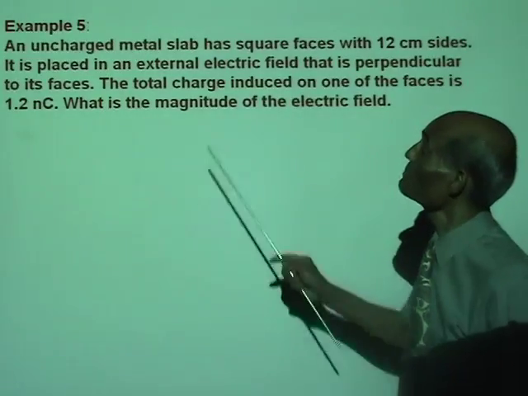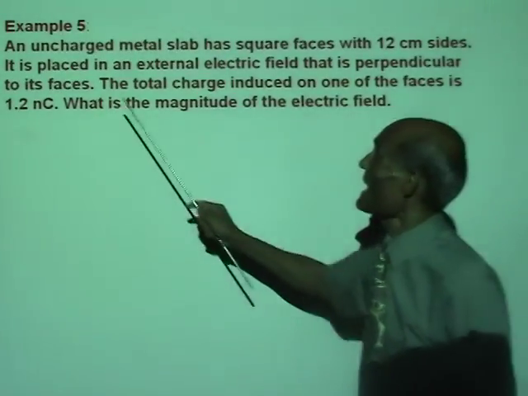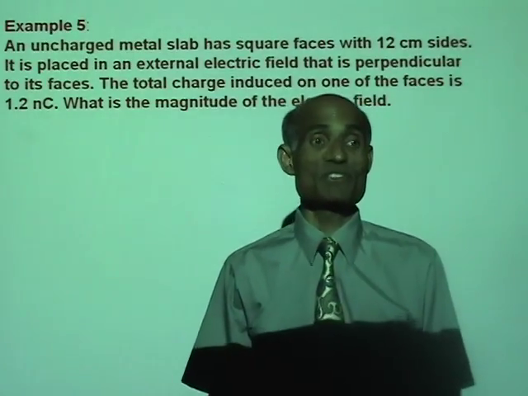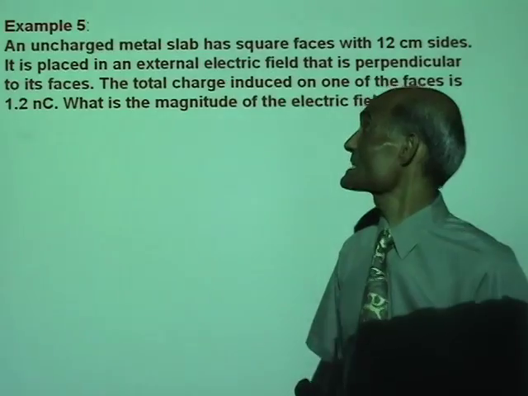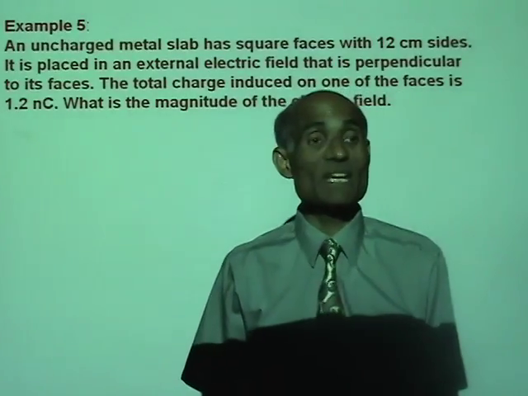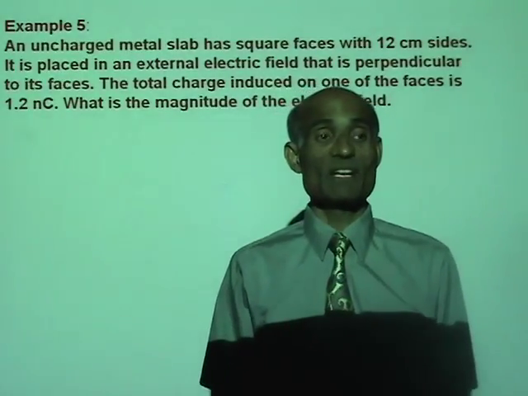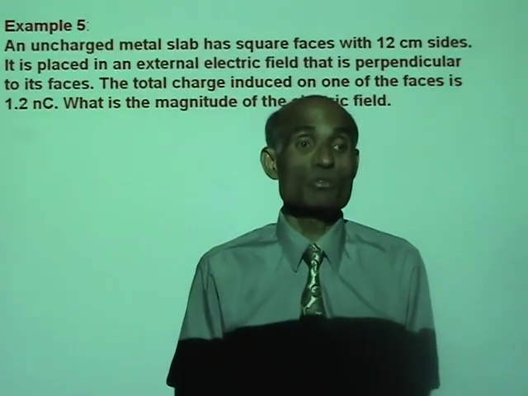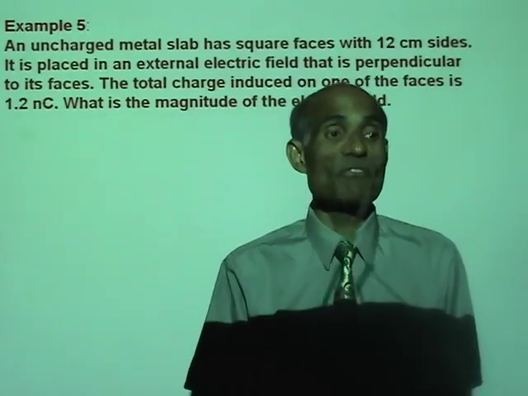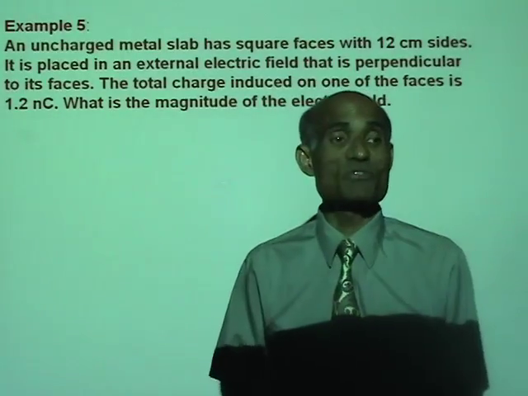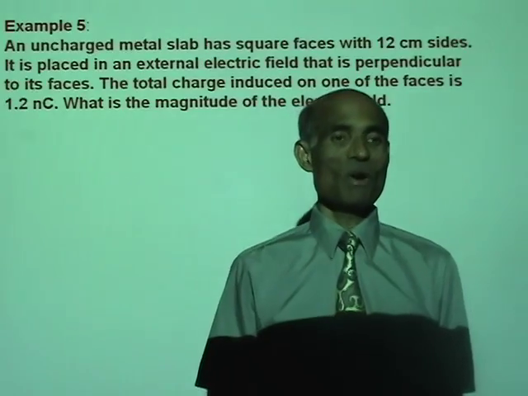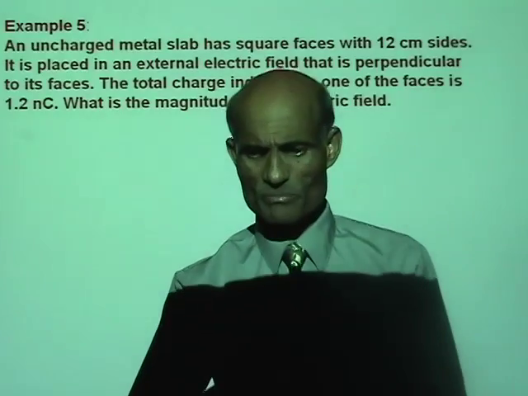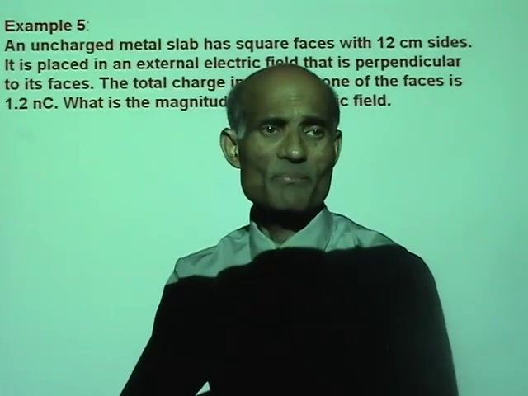Alright, let's now do a problem. An uncharged metal slab has square faces with 12 centimeter sides. It is placed in an external electric field that is perpendicular to its faces. The total charge induced on one face is 1.2 nanocoulomb. What is the magnitude of the electric field? Now, did you understand that question?